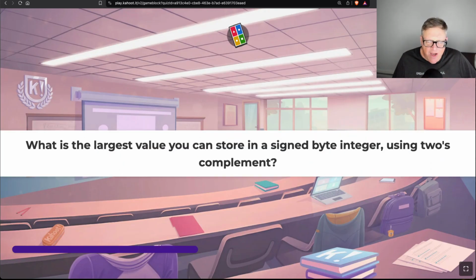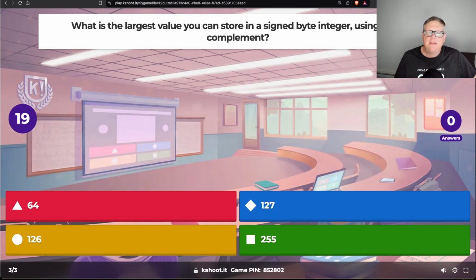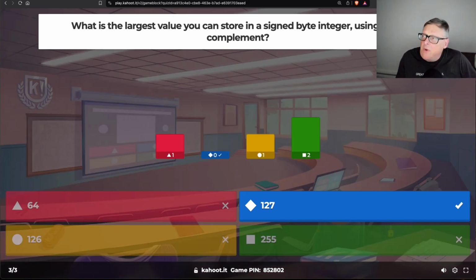All right, what's the largest value you can store in a signed byte integer using 2's complement? It's 127. The left bit has to be 0, or it's going to be negative, and if all the other bits are 1, you get 127. Let me just talk about that. I'm seeing nobody got that right. That's troubling me. So let me bring in a text.